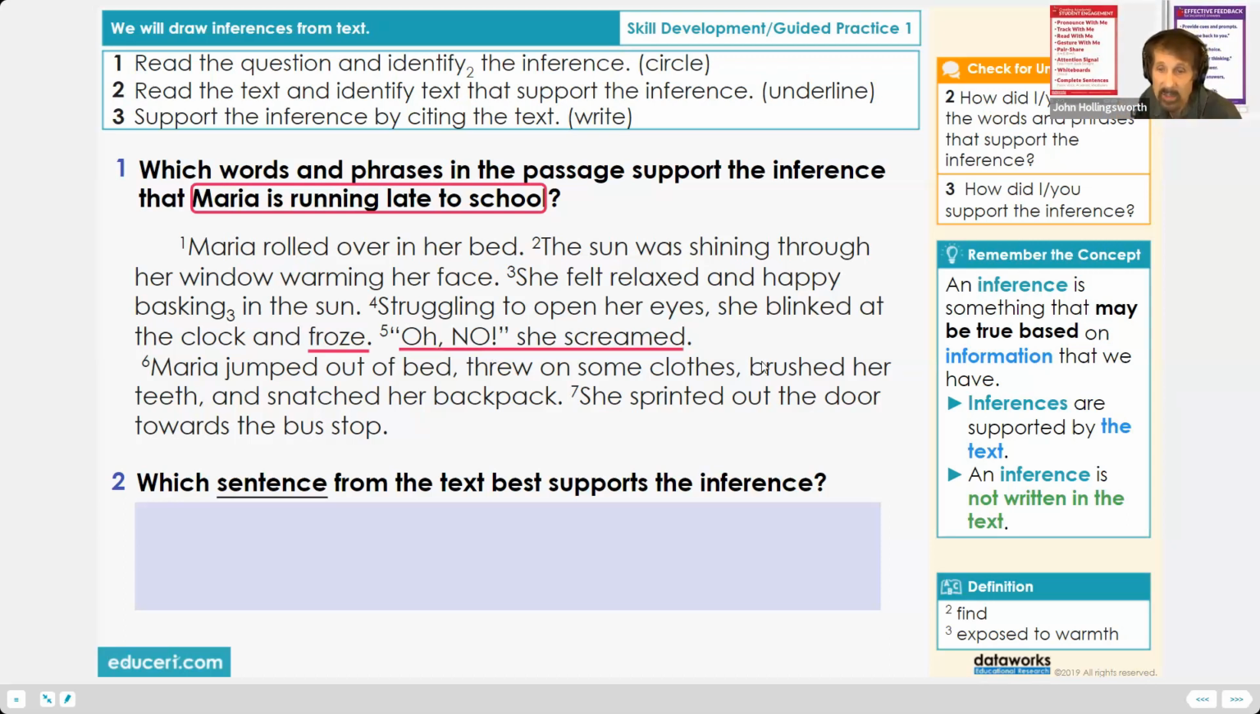Okay. Let's read the next one together. It's sentence 6. Ready? And then, John, this has to be the last one. We're out of time. I know. Maria jumped out of bed, threw on some clothes, brushed her teeth, snatched her backpack. Okay, on your whiteboards, yes or no? Does this support the inference that she's late for school? And write the words on your whiteboard that support it. Just these few words in that sentence that support she's late for school. What's the textual evidence? Not the whole sentence.